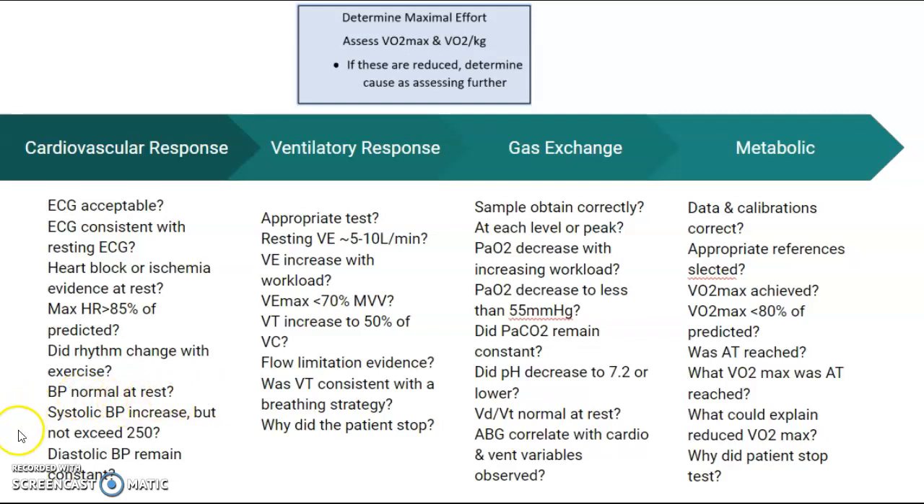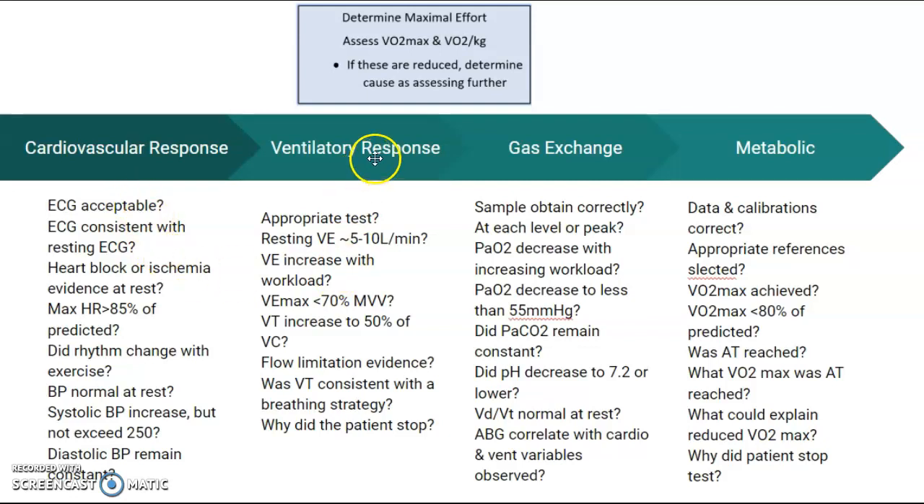Was it normal? Did the systolic blood pressure increase with exercise but not exceed 250? Remember, if it goes up to 250, then that is exercise-induced hypertension. Was the diastolic blood pressure constant, or did it only decrease slightly? Okay, so you're going to use those criteria to evaluate the cardiovascular response to exercise. And did that play a component in the limitation of the patient? So is there a cardiovascular problem causing the dyspnea during exercise for this patient?